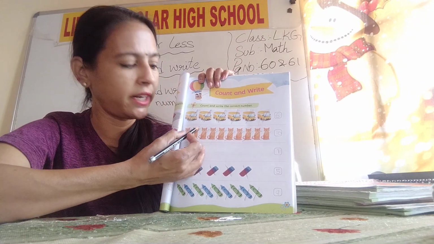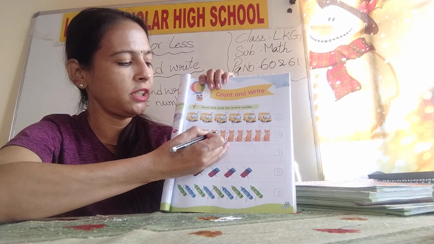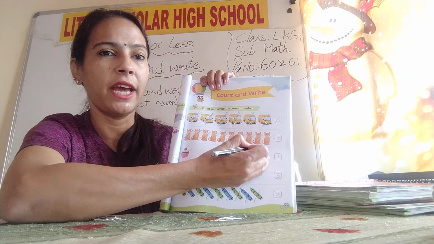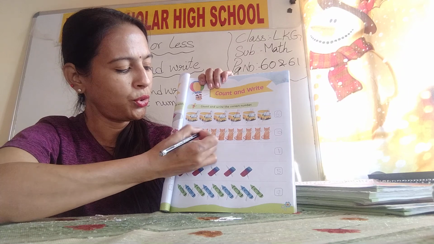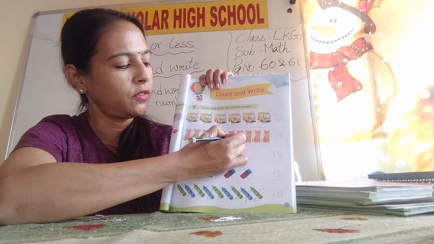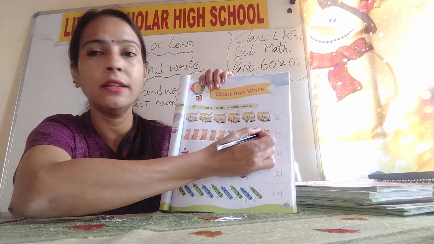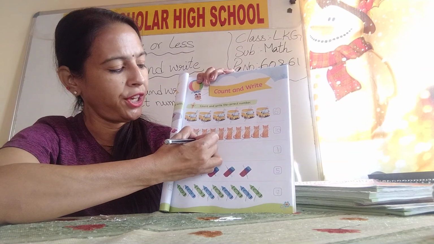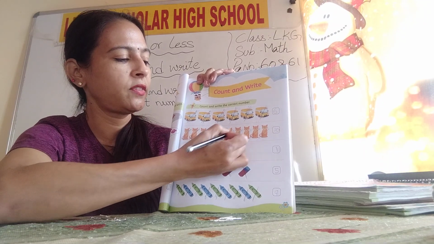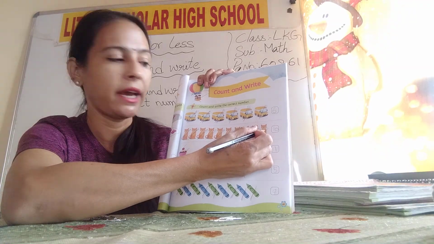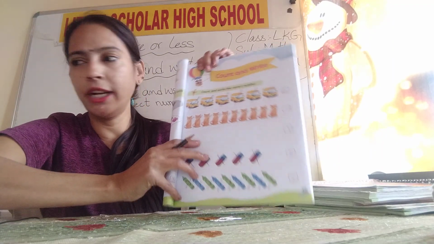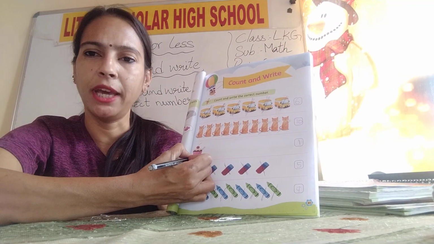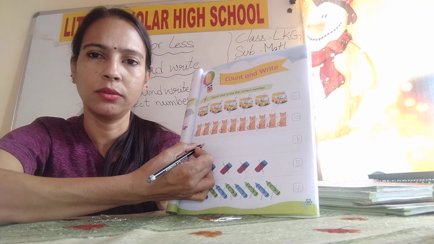How many cats are there? Let us count. 1, 2, 3, 4, 5, 6, 7, 8, 9, 10. There are 10 cats. Now the next one. How many cupcakes are there? There's only one cupcake.